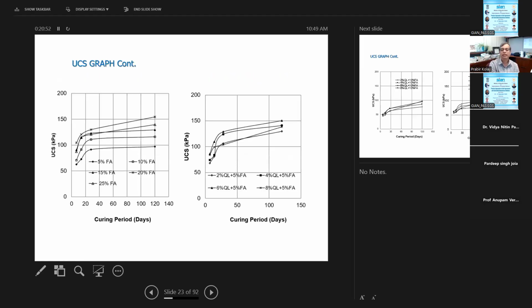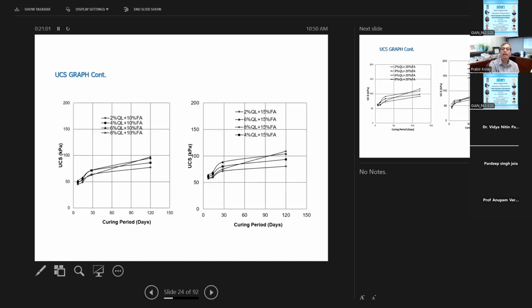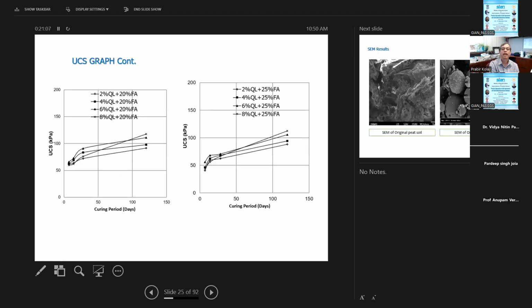Then this is the graph with the combinations: this is the original fly ash, this is the combination of fly ash plus lime, and this is also a combination of fly ash plus lime. What is happening for the different combinations is that as the fly ash content increases, the strength also increases. Not much, but a little bit of increase.